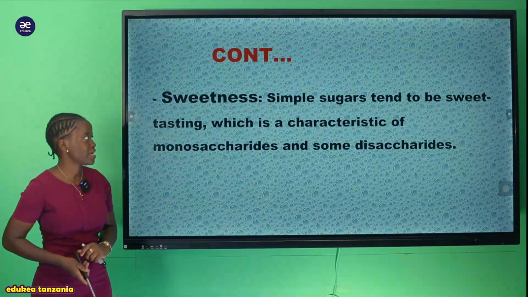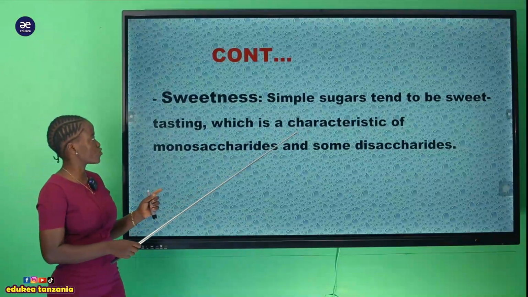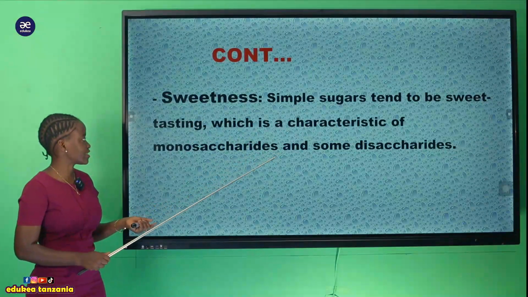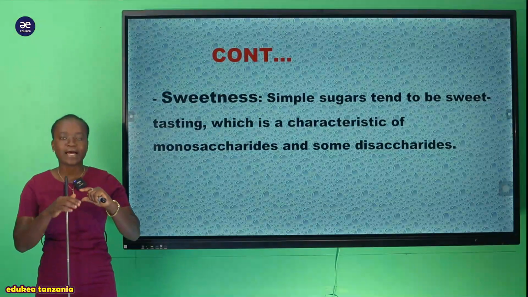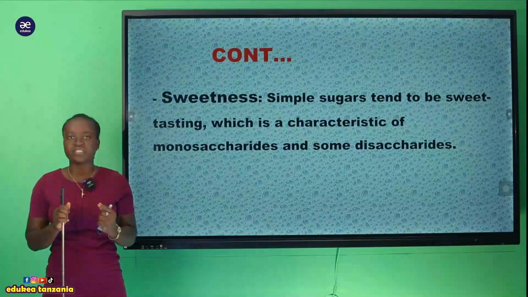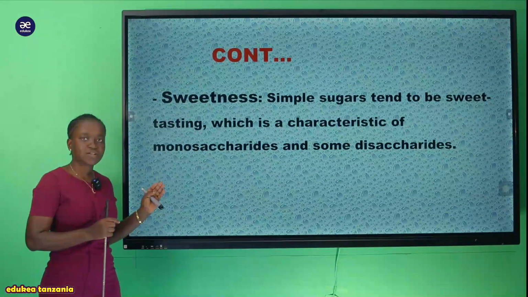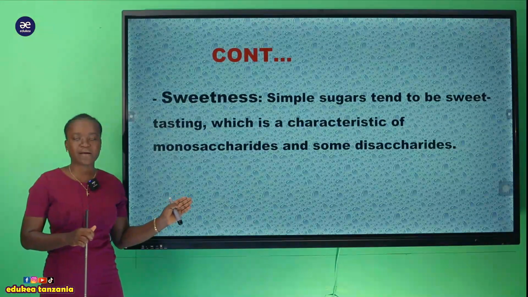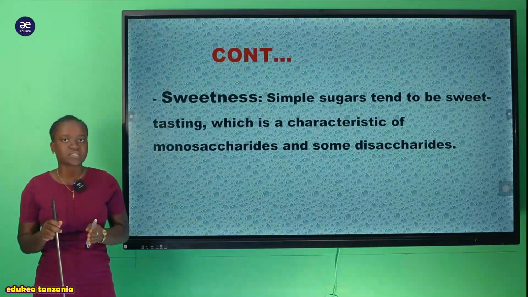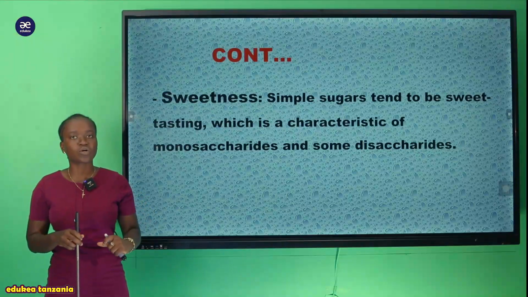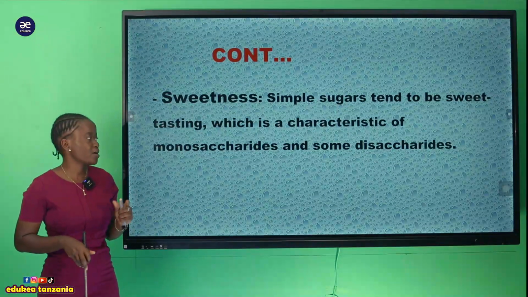So how is it? Here we are saying that simple sugars tend to be sweet tasting, which is characteristic of monosaccharides and some disaccharides. We are saying that these carbohydrates have the property of being sweet in taste. For instance, when you are talking about monosaccharides, a good example is glucose. Glucose is sweet in taste, and that sweetness found within glucose is a property of carbohydrate.